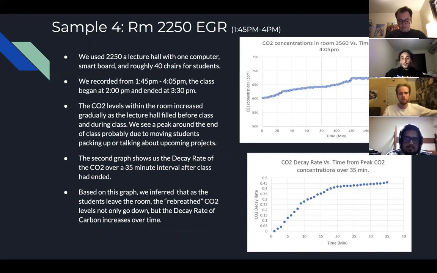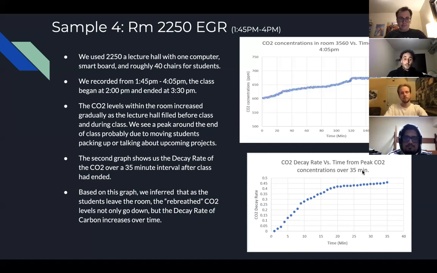And this is because there's more people in the room rebreathing CO2, and the CO2 levels increase. And around the 160-minute mark of me monitoring, everybody began to get up. And what we do at the end of this class is we have conversations between our groups. So I believe that during this group time, with more people communicating, more people talking, more breathing, rebreathing CO2, we have a peak at the 170-minute mark on that top right graph.